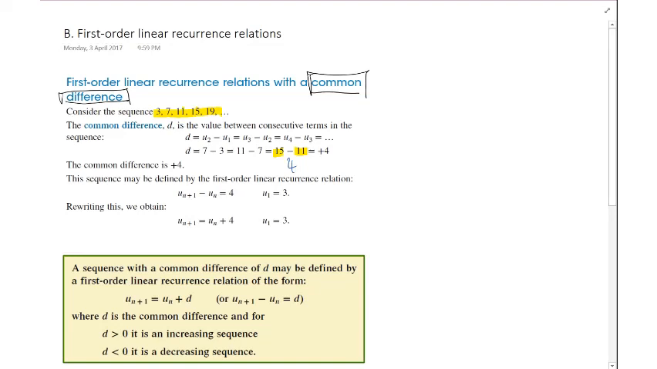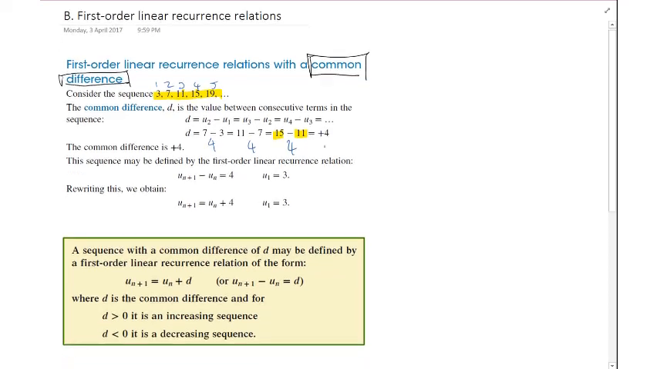If I go between U3, let's actually put numbers up here: 1, 2, 3, 4, 5. So that would be U1, U2, U3, U4, U5. So 3 minus 2, 11 minus 7, that's going to give me 4. Then I go 7 minus 3, that is 4. You notice that as we go across, that common difference is plus 4.